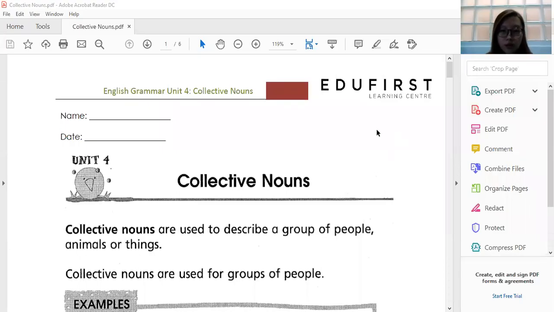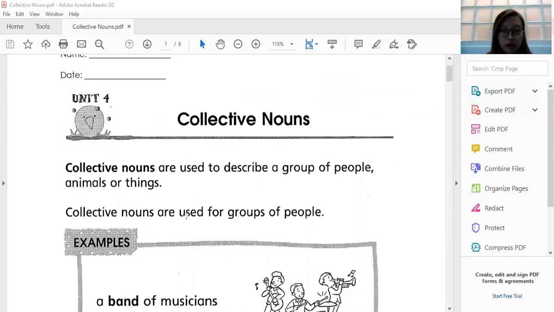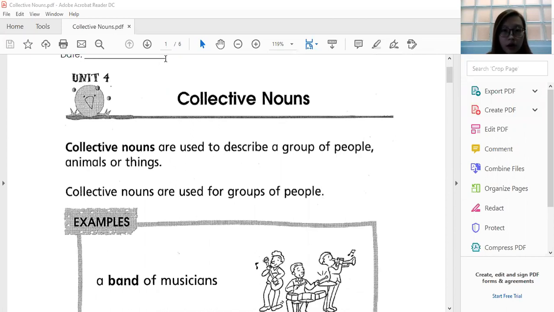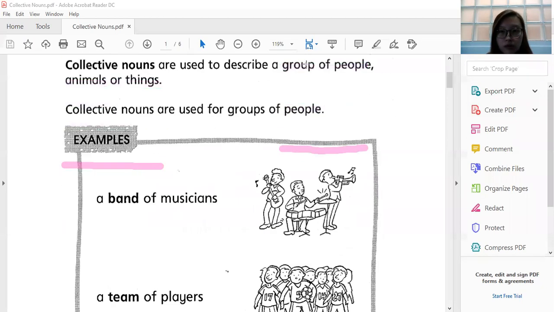Okay, so today we'll be doing collective nouns. First of all, we need to know that collective nouns are used to describe a group of people, animals or even things. Basically, they are used to describe a group of your nouns. Let's look at the examples here.